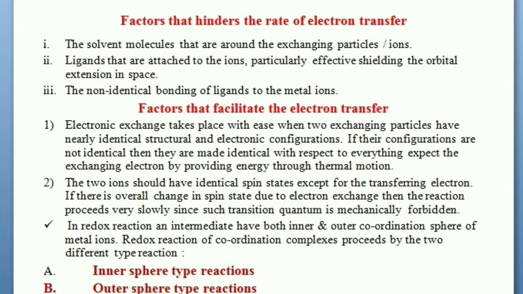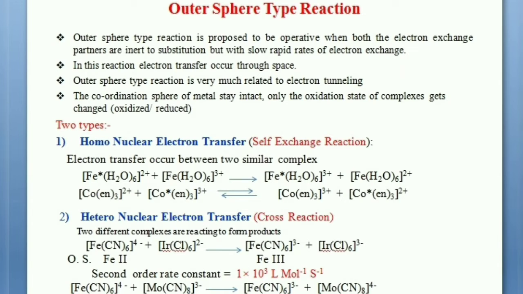In a redox reaction, an intermediate has both inner and outer coordination spheres of metal ions. Redox reactions of coordination complexes proceed by two different types of reactions: inner sphere type reactions and outer sphere type reactions. Let's see the outer sphere type reaction. The outer sphere type reaction is proposed to be operative when both the electron exchange partners are inert to substitution but have rapid rates of electron exchange. In this reaction, electron transfer occurs through space. Outer sphere type reaction is very much related to electron tunneling. The coordination sphere of the metals stays intact. Only the oxidation state of the complexes gets changed, oxidized or reduced.